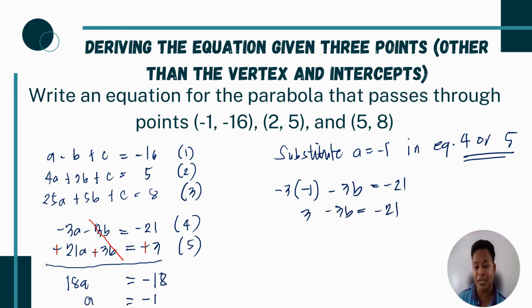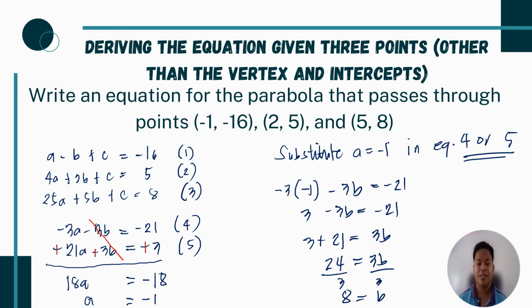So, lipat ko na lang yung negative 21 dito sa left and yung negative 3B sa right. Magiging 3 plus 21 is equal to positive 3B. And 24 is the sum of 3 and 21, which is equal to 3B, dividing both sides by 3. Then, we have B, which is equal to 8 po.